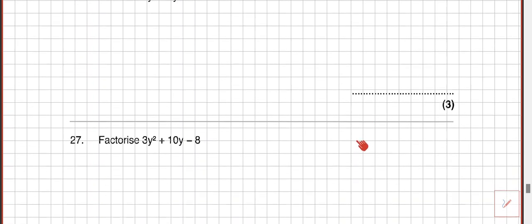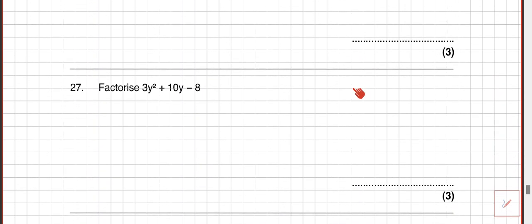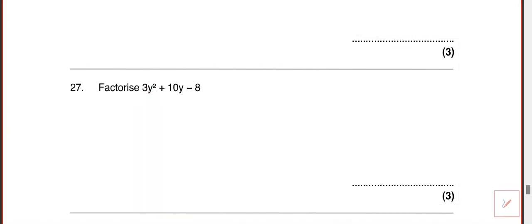Oh, here's a good one for you. Takes up another step. Feel free to write it in x's if you like. So 3y squared plus 10y minus x. Still not too bad, still not too challenging one. Same method applies.